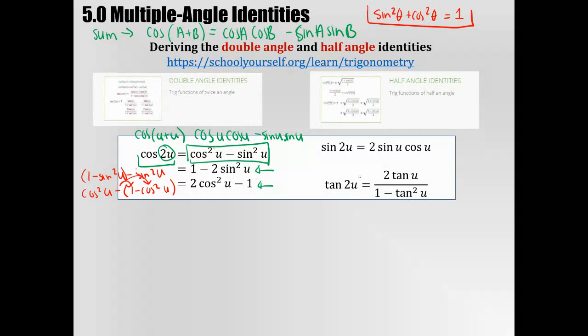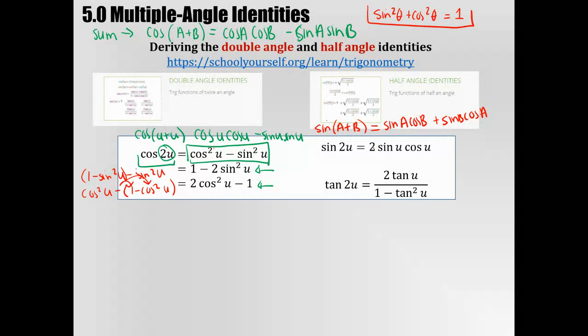If we take a look over here at sine 2 mu, well, if we remember again the sum for sine, if we had sine of A plus B, we had sine of A cosine of B plus sine of B cosine of A.